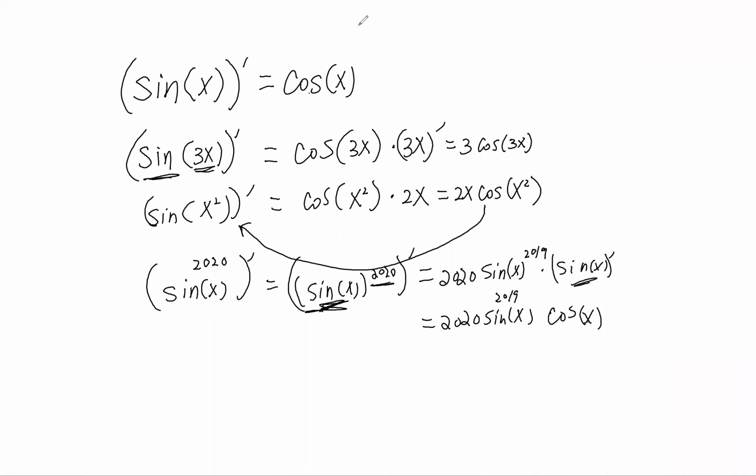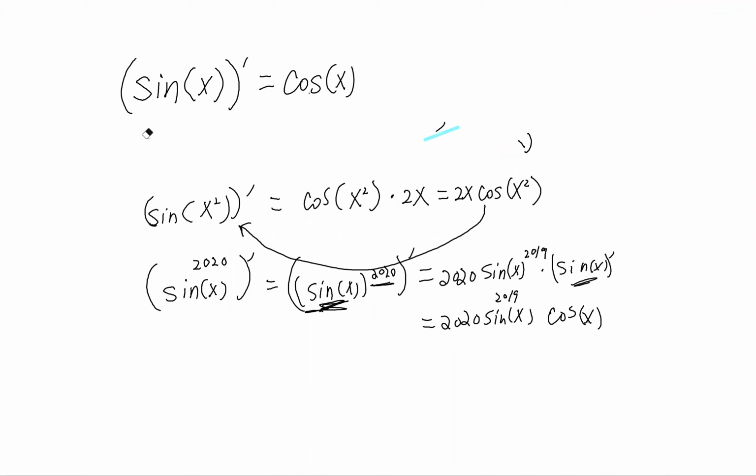Now I'm going to erase the top. I'm going to leave the sine right here, but I'm going to erase right here. So let's talk about integrations right now. Before that, let's do one more. So we have cosine, a derivative of cosine, that's going to be negative sine.